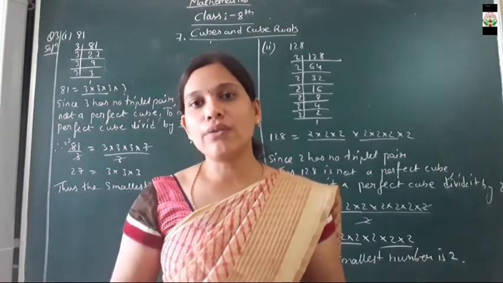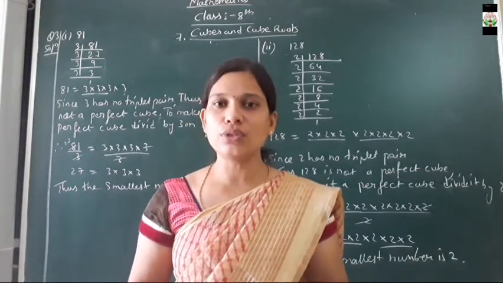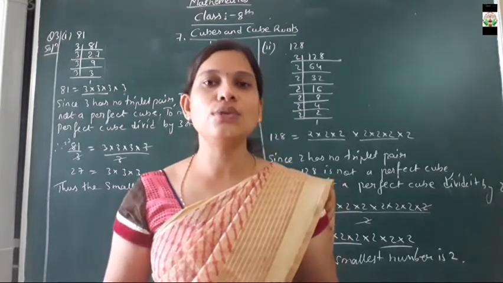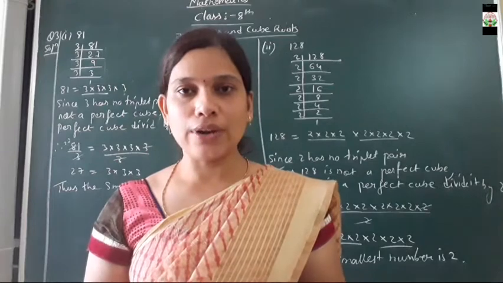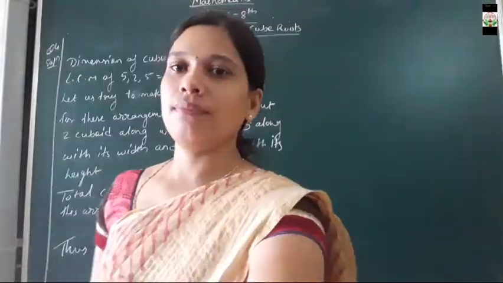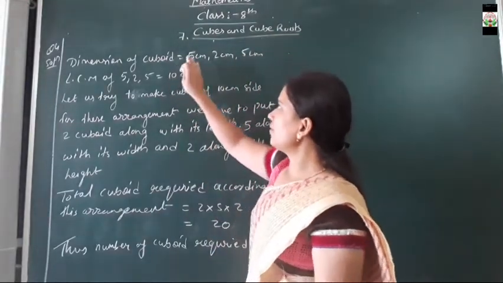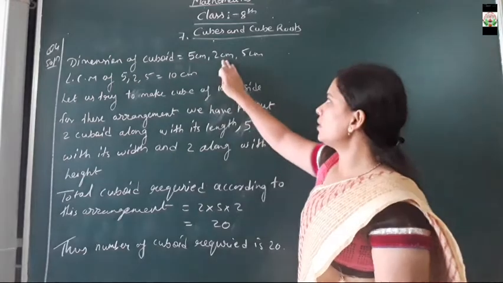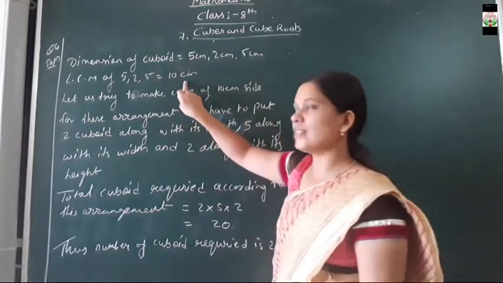So for that, what do you have to do, student? You have to first find the LCM of 5 cm, 2 cm and 5 cm, the dimensions of the cuboid. Then you have to solve the question. The dimensions of the cuboid are given as 5 cm, 2 cm and 5 cm. Finding the LCM of these numbers, we get 10 cm.